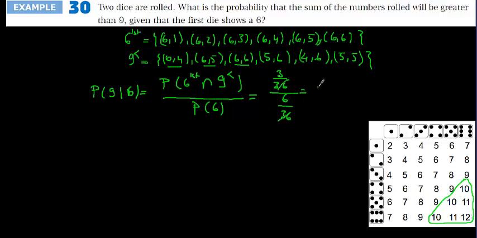And when you simplify the 36's, this is going to be 3 over 6. And when you simplify 3 and 6, the answer is going to be equal to 1 over 2. The probability of 9, given that the first one is 6, is 1 over 2.